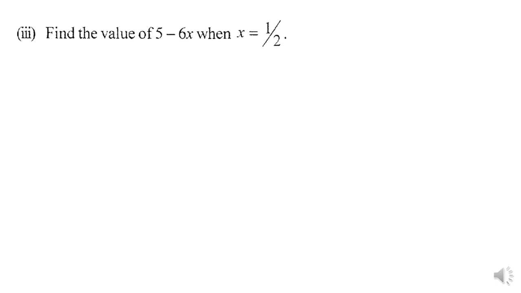Find the value of 5 minus 6x when x is equal to 1 over 2. Let's go. 5 minus 6x equals 5 minus 6 into 1 over 2. Then 5 minus, we can cancel this out and make it 3. Then 5 minus 3, which is equal to 2.